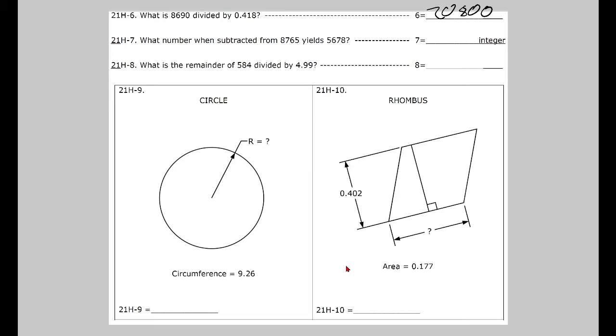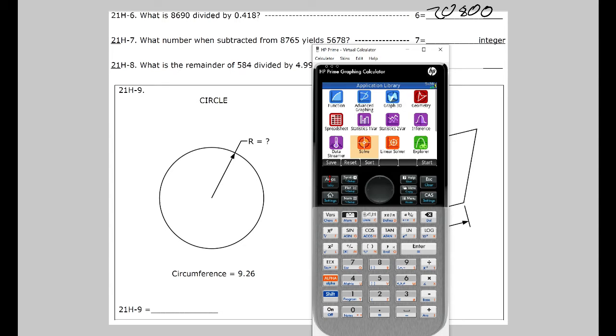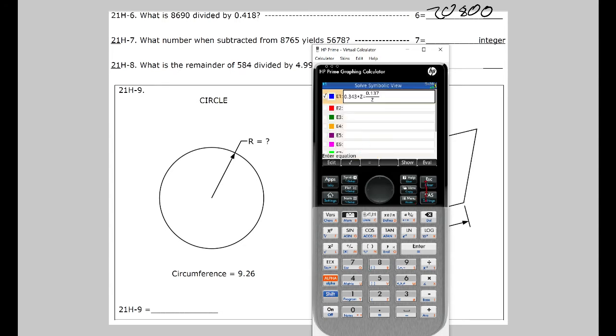And number 7 says, what number, when subtracted from 8,765, yields 5,678? Both of these are in order, 8765 and 5678. That's cool. Anyway, so we'll go to our solver and work out this little solver equation. So 8765 minus x, or z, or any kind of variable. 8765 minus z is equal to 5678.